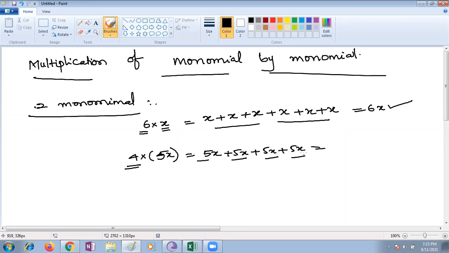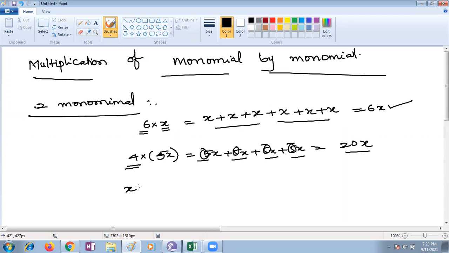5x, 5x, all are like terms. You are adding all the coefficients. Like 5, 5 is 10, 10 and 5 is 15, 15 and 5 is 20. 20x you are getting. You just observe the pattern, children. Why am I continuously giving it like that? You just observe.